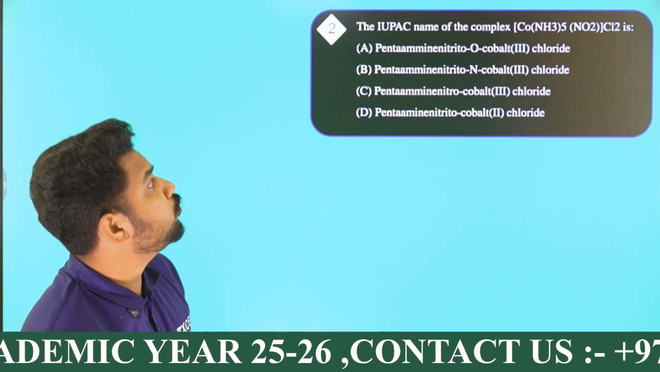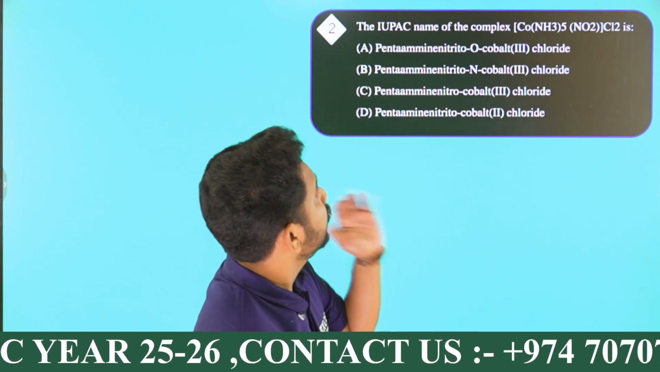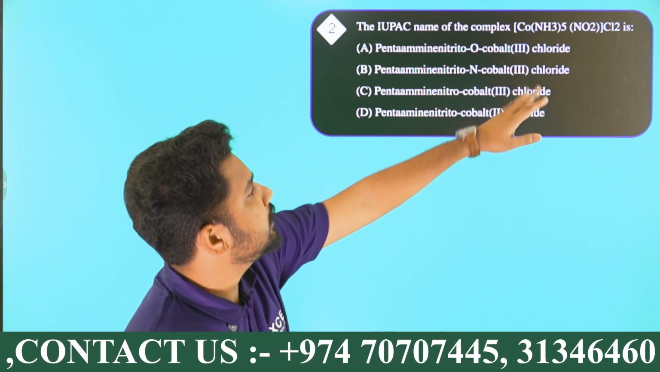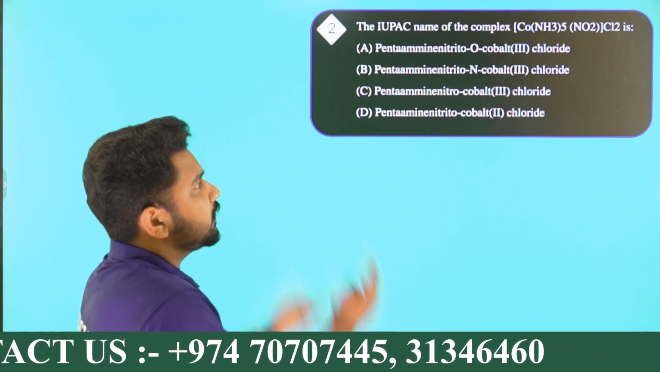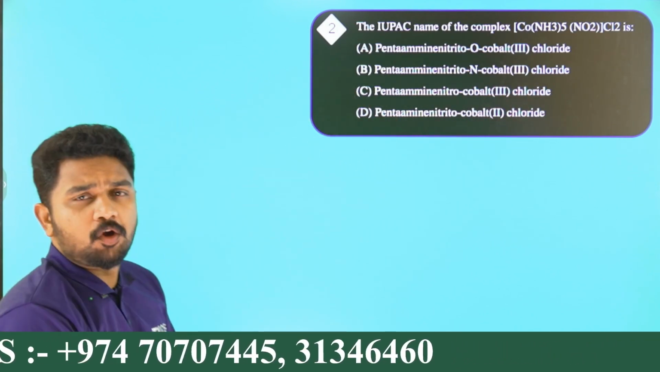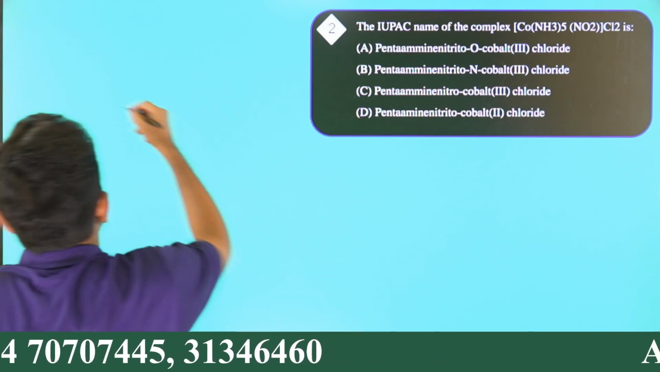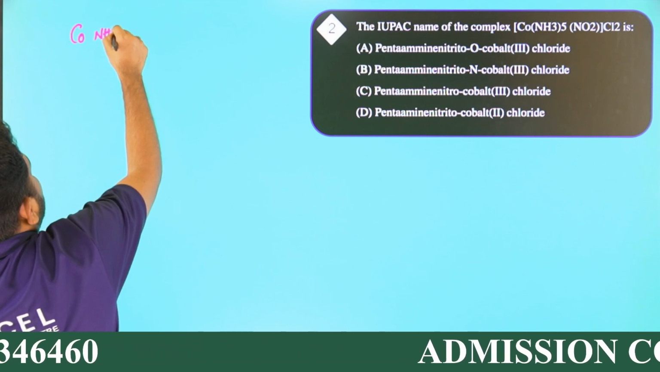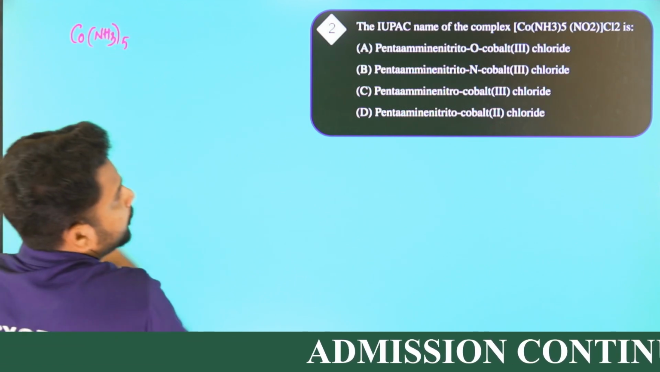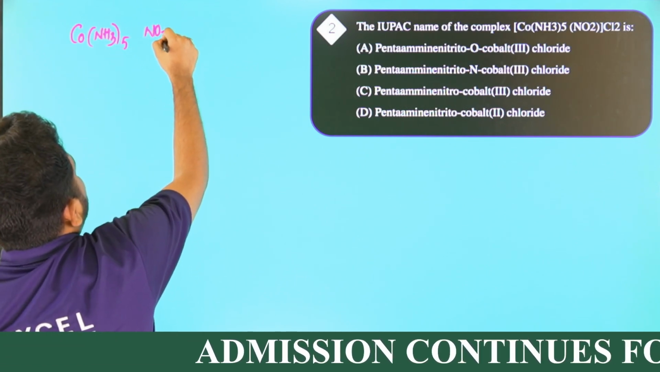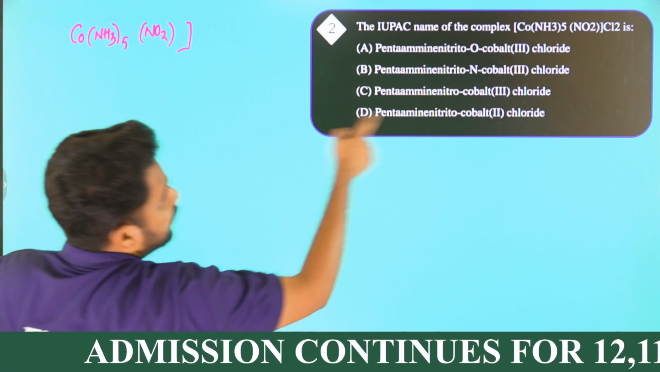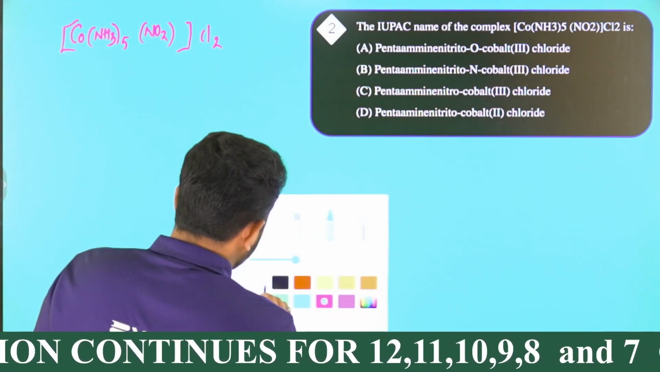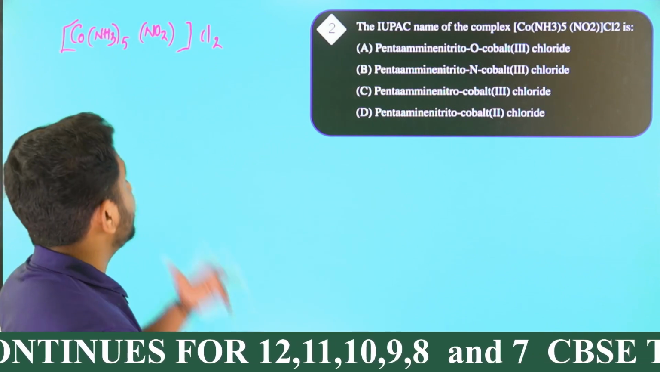The second question is the IUPAC name of the complex [Co(NH3)5(NO2)]Cl2. A compound is given and you have to find the IUPAC nomenclature. Easy. So what is the compound given? Cobalt, NH3 five times, then NO2 is there, and then chlorine is remaining. So how can we name this compound?